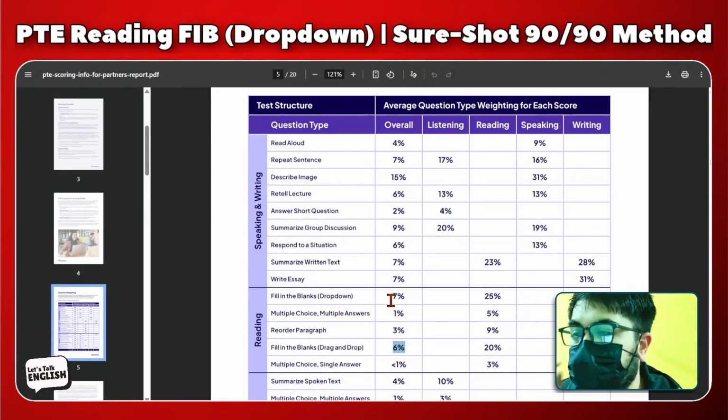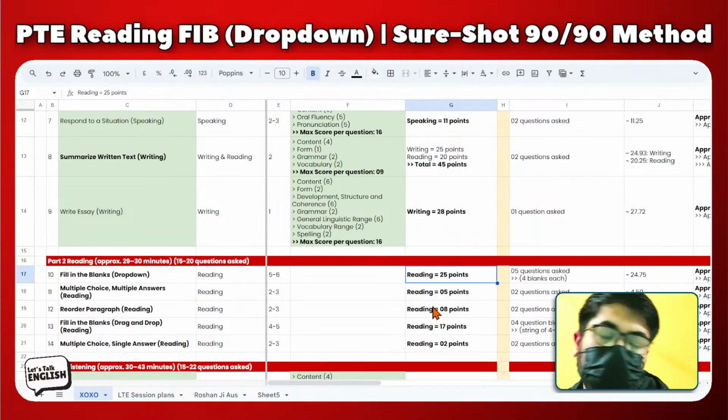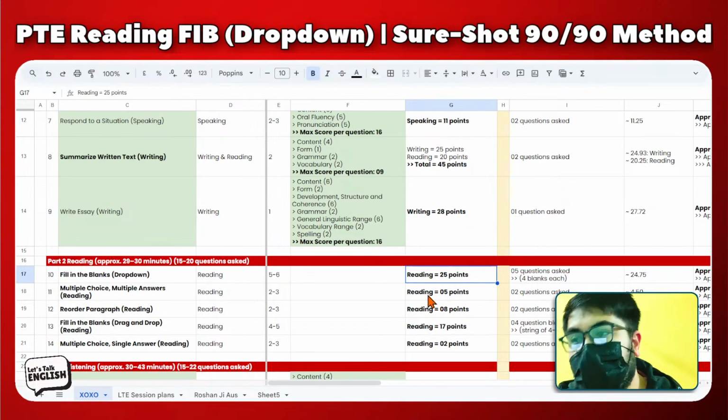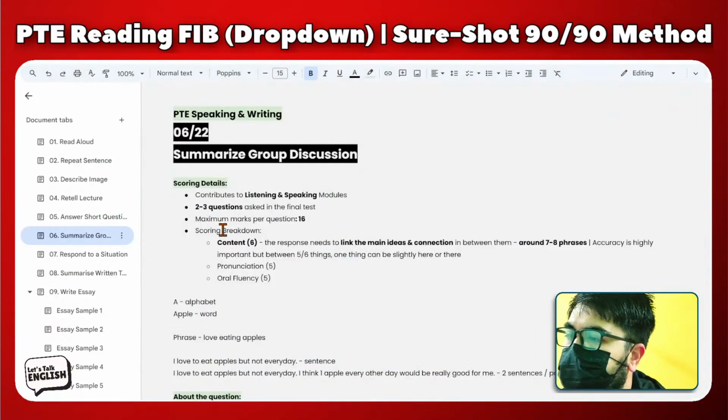This link I will be providing you in the description, as well as this scoring contribution sheet, and this is with effect from 7th August 2025. So it's as per the new updates. How many questions do you get asked? 5 to 6.